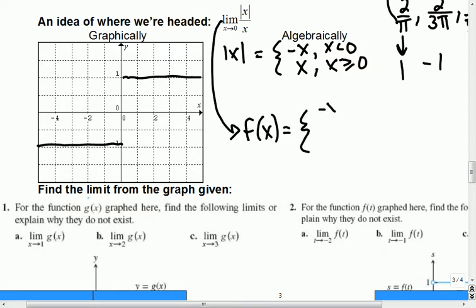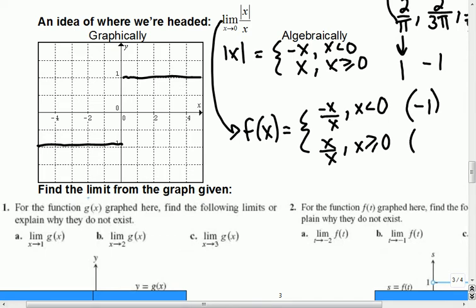It's going to be -x divided by x when x is less than 0. And it's going to be x over x when x is greater than or equal to 0. Okay, and obviously we could also call that -1. We could call that +1. They would still simplify like we normally would.